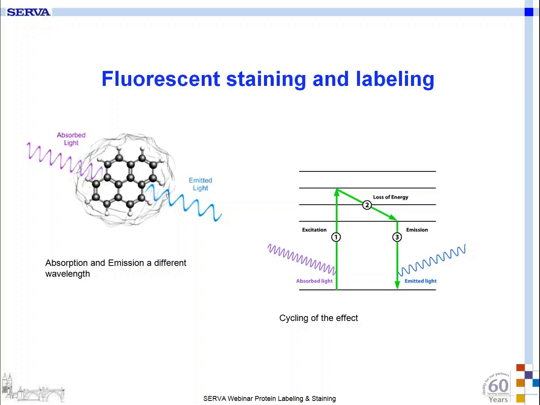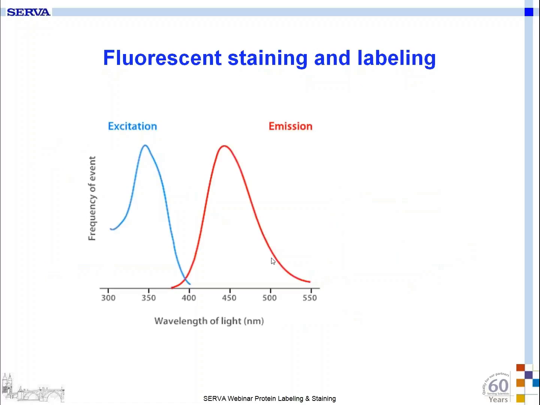So it also depends on point 2 here, the loss of energy. It could be that you put in some color that has a defined wavelength, but with the loss of energy, the wavelength gets mainly longer or wider, and you change the color that is emitted. So this is what you see in this graph. That's the frequency of the event and the wavelength of light that is on the one hand excited, this is the blue line here, and emitted, it is the red line here.